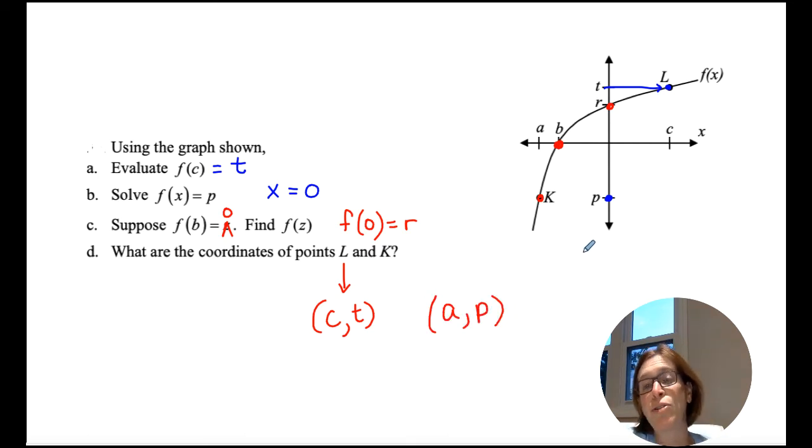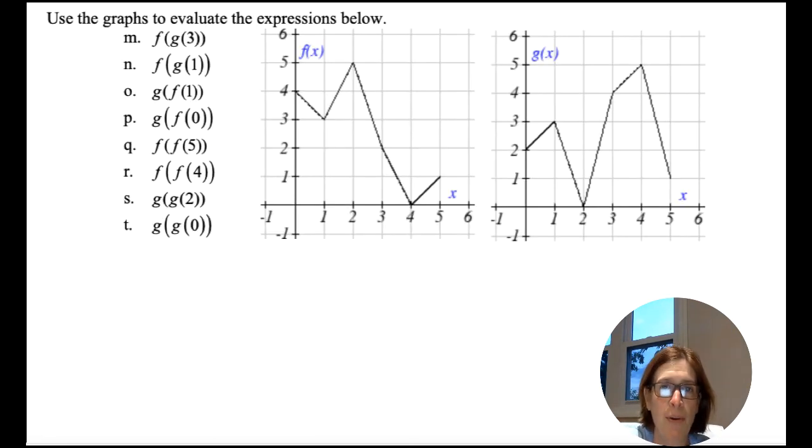You might be saying, Coach Fred, why am I not calling that negative P? Well, because they gave it the name P. They gave that negative point the name P. So it is a negative value. They just gave it a positive name, okay? All right, let's look at another couple graphs.